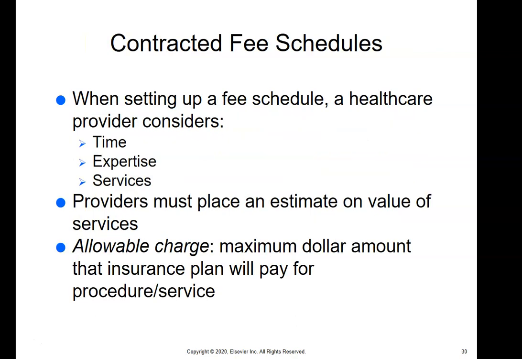Contracted fee schedules. When setting up a fee schedule, a healthcare provider considers the time, the expertise, and the services. Providers must place an estimate on the value of services, and an allowable charge is the maximum dollar amount that the insurance plan will pay for the procedure and/or service. Payment for services is typically made after the health services are provided.